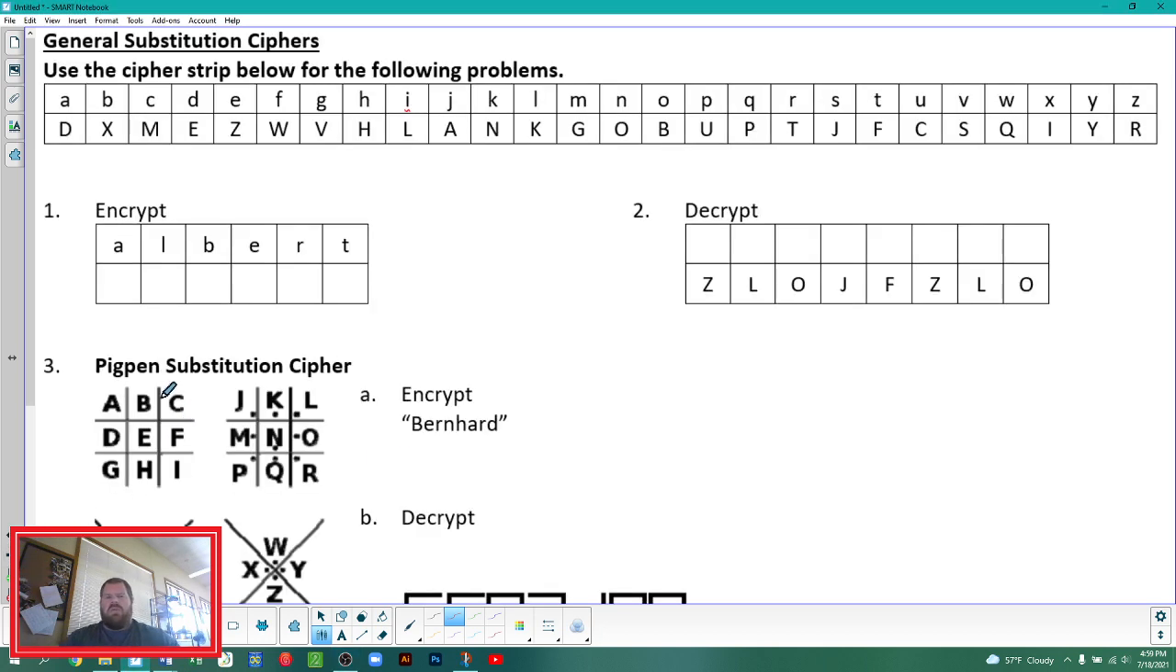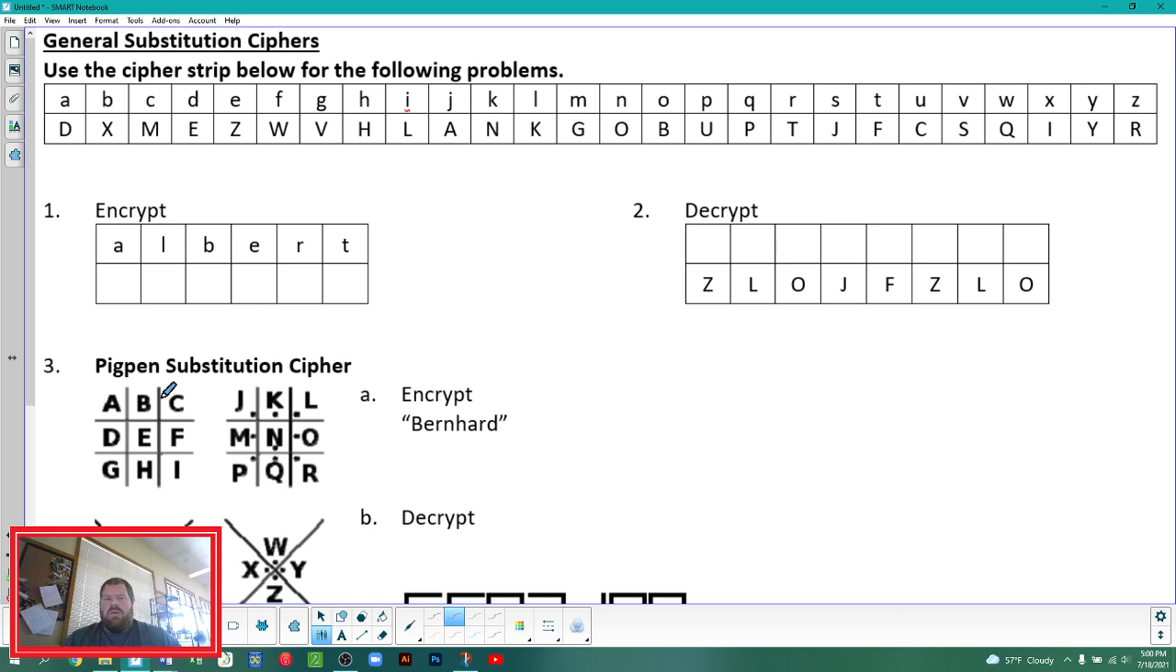So to get started, we're talking about general substitution ciphers, and the way we dealt with this, we didn't really do it in the way that I have presented in class, but we dealt with the one at the bottom there, the pigpen cipher. We dealt with that on day one. General substitution ciphers are just ciphers that say there is no rhyme or reason to why I have one letter matched up with another. It just says this is the cipher that I'm using.